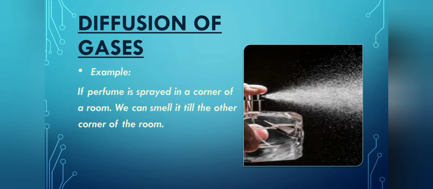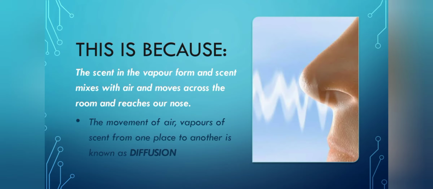If perfume is sprayed in a corner of a room, we can still smell it till the other corner of the room. Let's see why it happens. This is because the scent in vapor form mixes with air and moves across the room and reaches our nose. The movement of air and vapors of scent from one place to another is known as diffusion.